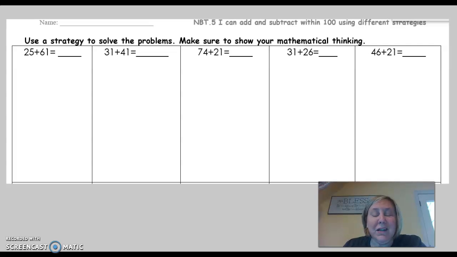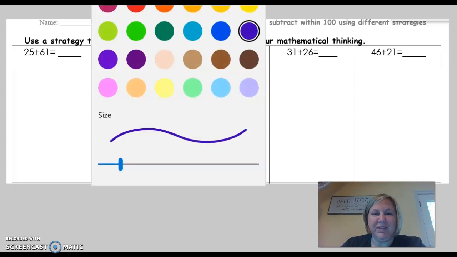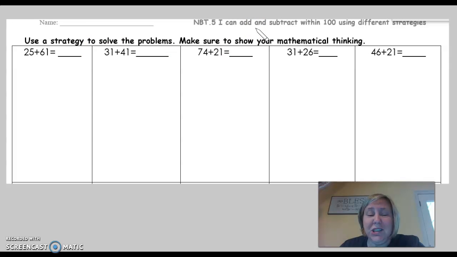Okay, so your assignment is going to look a little bit similar to this. It'll say use a strategy to solve the problems. Make sure to show your mathematical thinking. So I'm going to do a few different examples for you. My first problem is 25 plus 61. Now it is up to you which strategy you like, that gets you the right answer, that you feel the most comfortable with, that you really understand how to use. So let's look at this first problem.